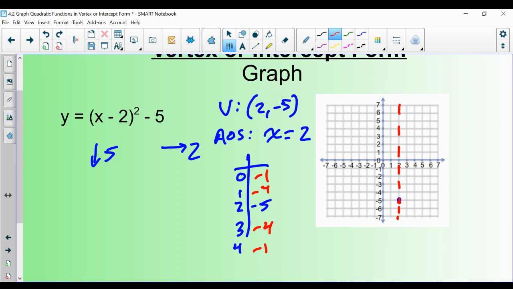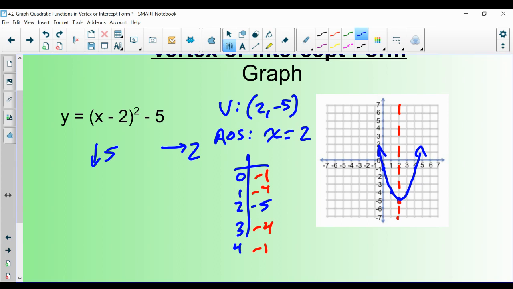So I can go ahead and plot all these points. 2, negative 5 I already have, but I'm going to plot the additional points: 3, negative 4, and 1, negative 4, and 0, negative 1, and 4, negative 1. I'm going to connect these points. And there is my quadratic.